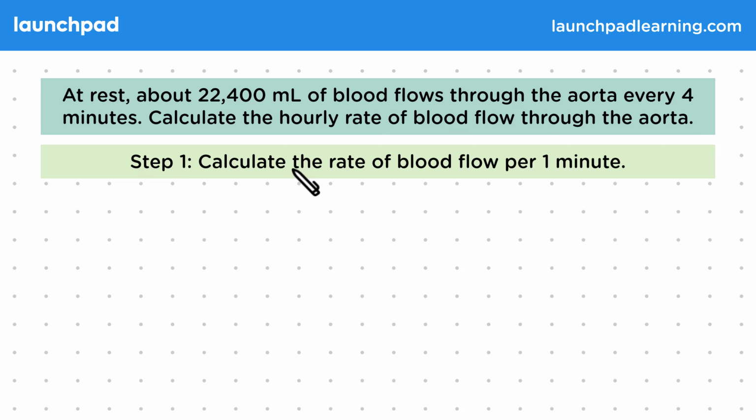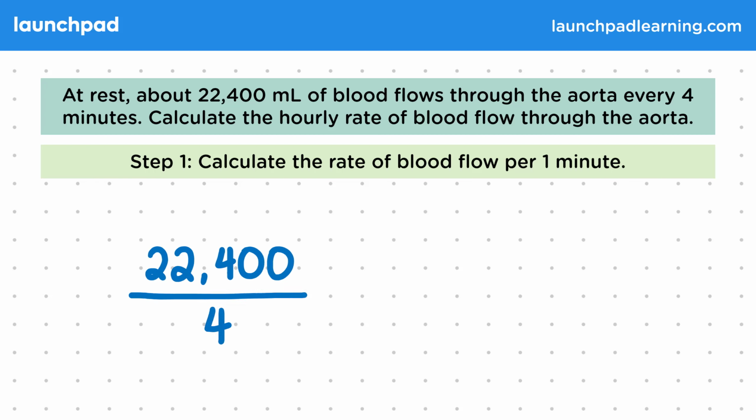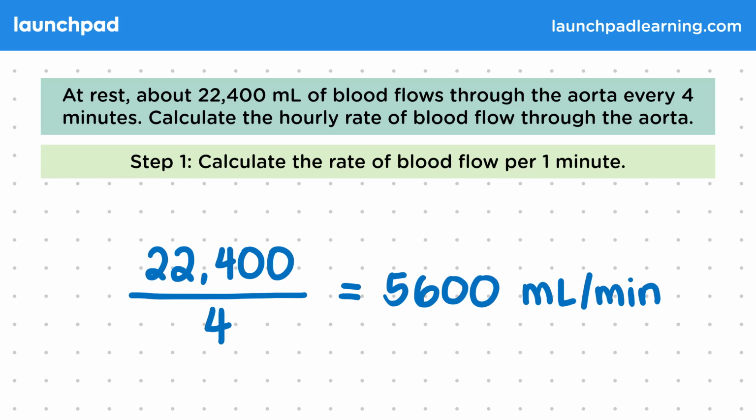So step 1, calculate the rate of blood flow per 1 minute. In the question, we're told that 22,400 millilitres of blood flows through the aorta every 4 minutes. To find out how much flows through every 1 minute, all we need to do is divide this value by 4. This equals 5,600 millilitres per minute. Units are really important when you're doing calculations looking at the rate of blood flow, so make sure you pay attention to those that were given to you in the question.